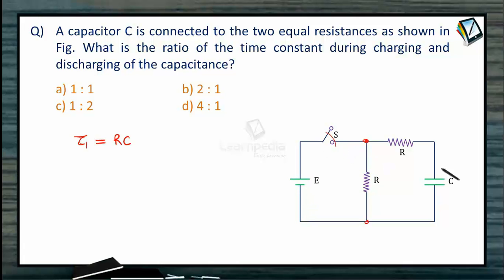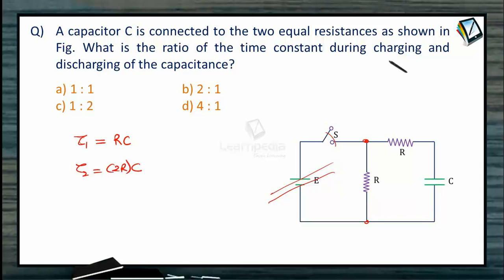And after charging, when we open this switch, then what happens? This battery goes out of the circuit, and here this particular loop gets connected. So it will be a case when a charged capacitor is connected to a 2R resistance, because these two will be in series. So what will be the time constant in that case? The resistance of the circuit has become 2R and the capacitance is C.